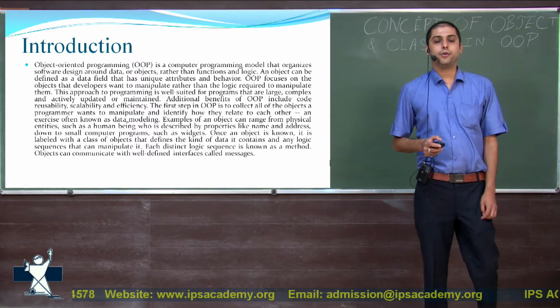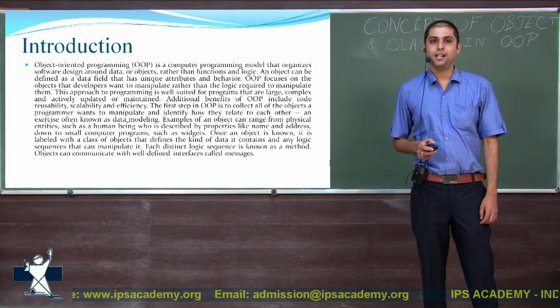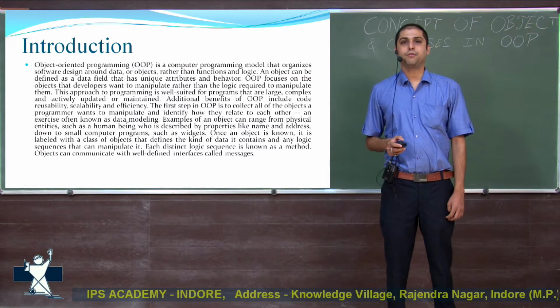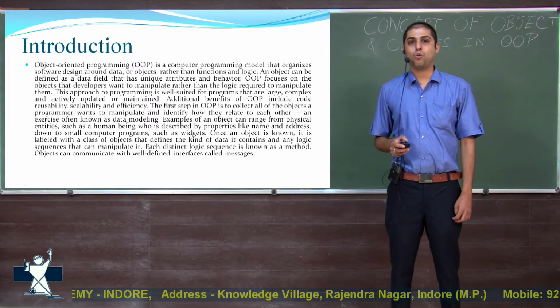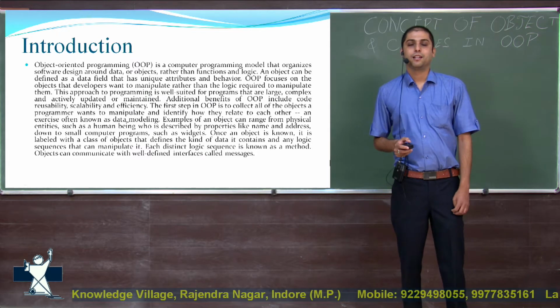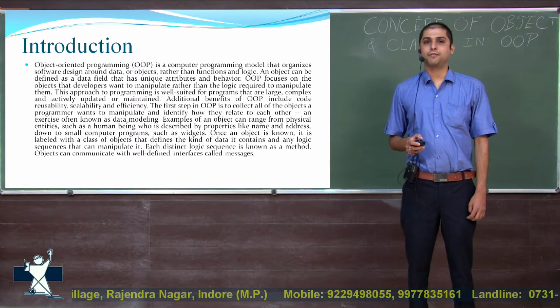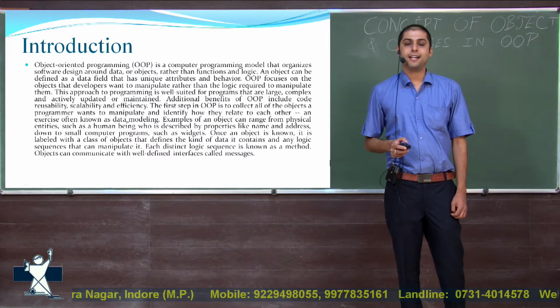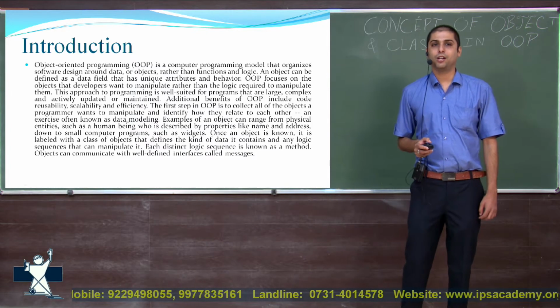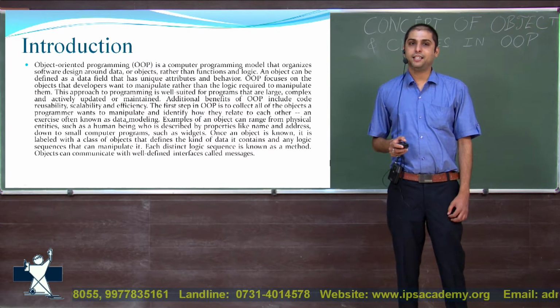Introduction. Object-oriented programming is a computer programming model that organizes software design around data or objects rather than functions and logic. An object can be defined as a field that has unique attributes and behavior. Object-oriented programming focuses on the objects that a developer wants to manipulate rather than the logic required to manipulate them. This approach to programming is well suited for programs that are large, complex, and actively updated or maintained. Additional benefits of object-oriented programming include reusability, scalability, and efficiency.